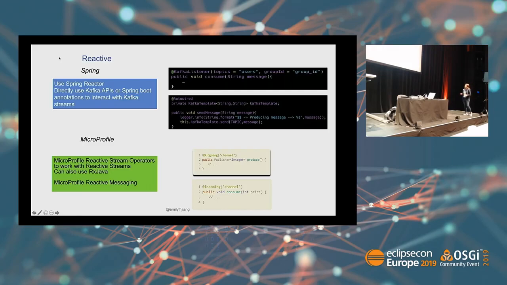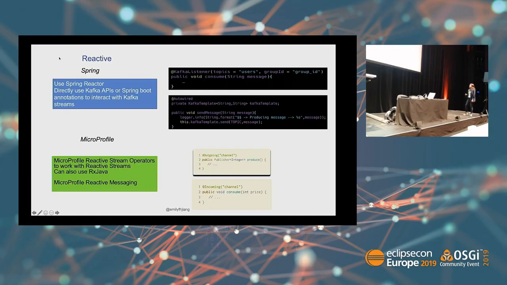In Spring, you use Spring Reactor, and you can directly use the Kafka API or Spring Boot annotations. So here you can directly use @KafkaListener, which is equivalent to being a consumer. And this is the publisher, which can directly inject the KafkaTemplate and publish a message.